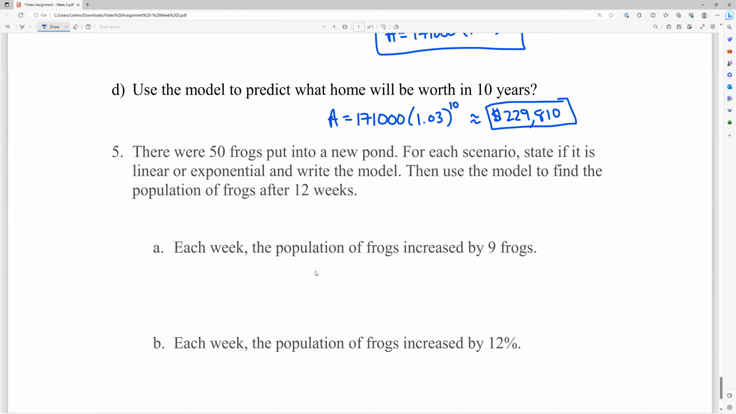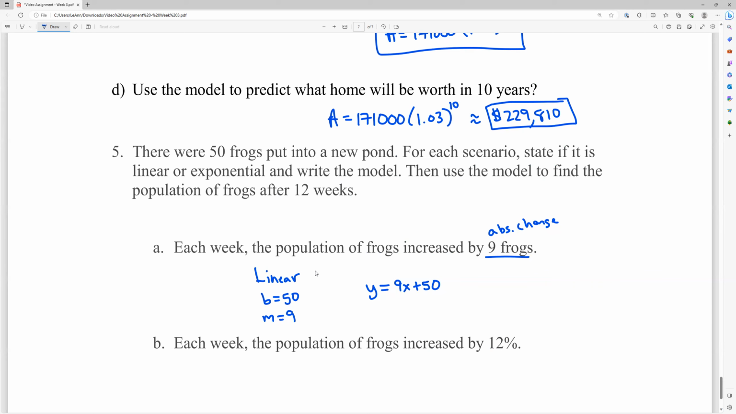So each week, the population of frogs increased by 9 frogs. So this is an absolute change. We're increasing by a fixed number of frogs. Every single week, it's exactly 9 frogs. So we would write this as being linear. And our starting number of frogs was 50. Our increase per week is 9 frogs a week. So this would be y equals 9x plus 50. Remember, increase per week times x plus initial amount of frogs.